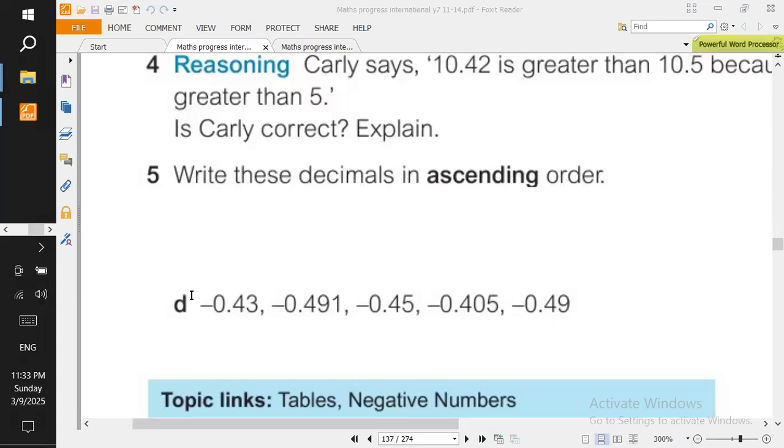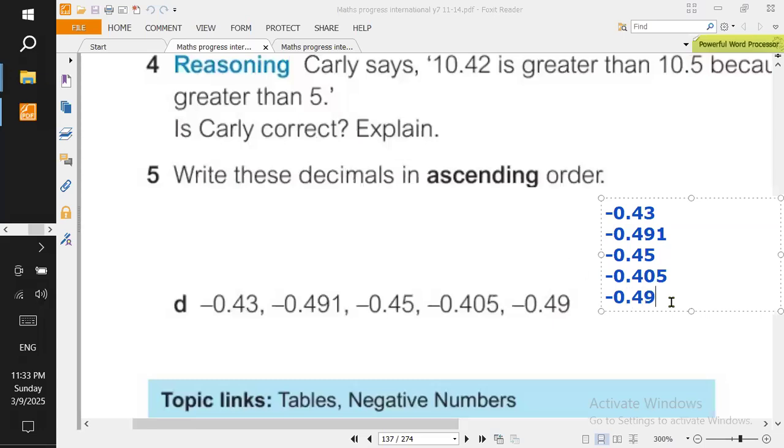So here we have 4. Look at the first numbers, all zeros. Go to the next ones, 4, 4, 4, 4, 4. And then go to the next ones, 3, 9. Now, put them in order. Focus on this. Follow this step. First thing, you put them on each other. So -4.43, -0.1, and then -0.491, and then -0.45, and then -0.405, and then -0.49.